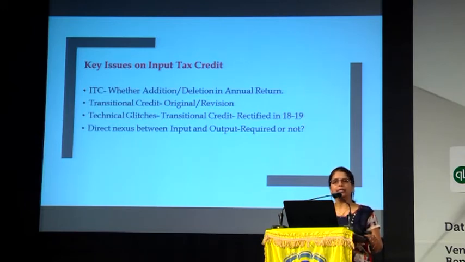If you have revised your transitional credit, please incorporate the revised figure, because there is only one column which is asking for the information on Trans 1 and Trans 2. So for Trans 1 and Trans 2, you have to again review and see whether the credit is correct or not. Due to technical glitches, if it is rectified in 1819, then it will become a credit of 1819 and not 1718. So we have to be careful on your transitional credit.